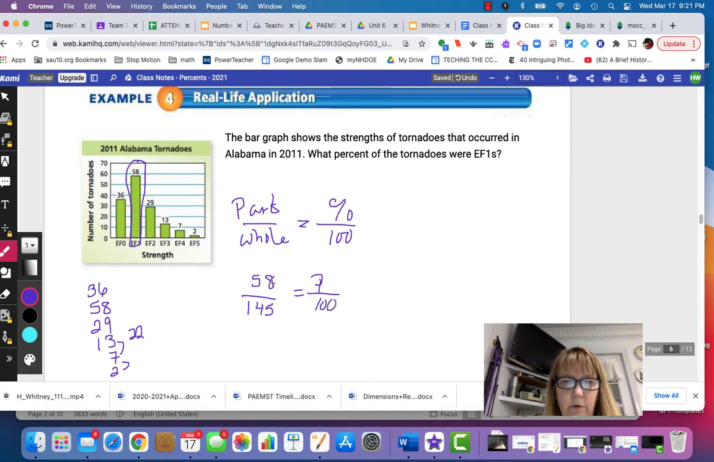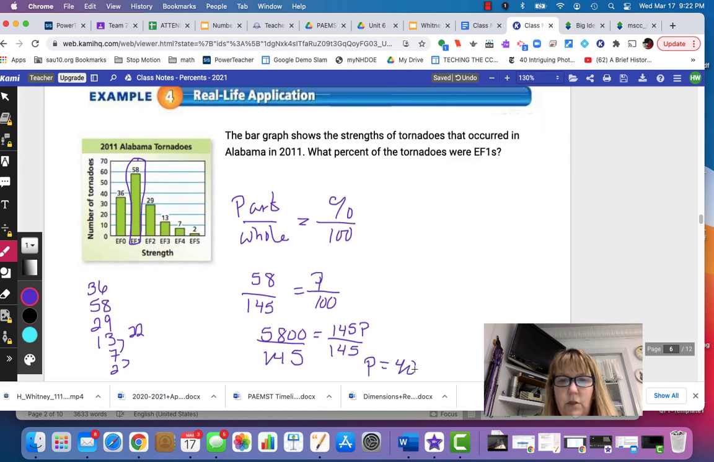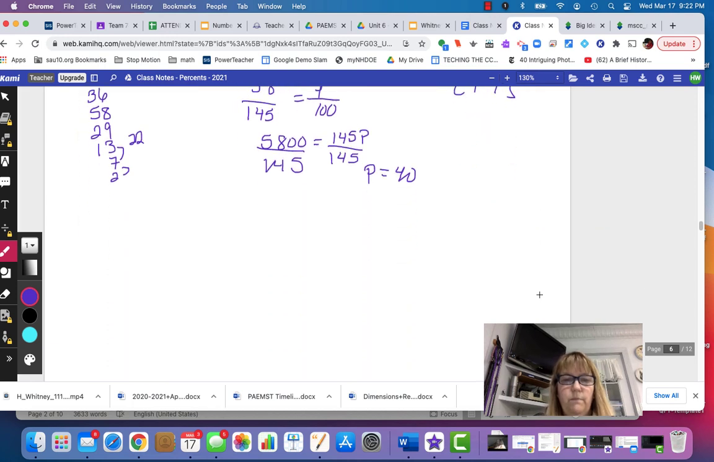100 is 100. I'm going to cross multiply. I get 5,800 is equal to 145 times P. I'm going to divide both sides by 145. So 5,800 divided by 145 gives me 40. So P is equal to 40. So 40% of the tornadoes were EF1s. Okay, nice job. You can try your practice.